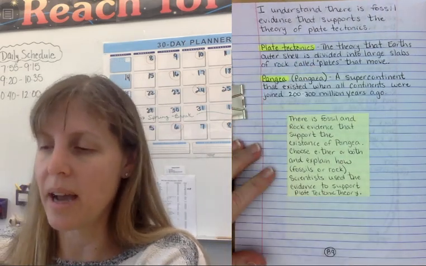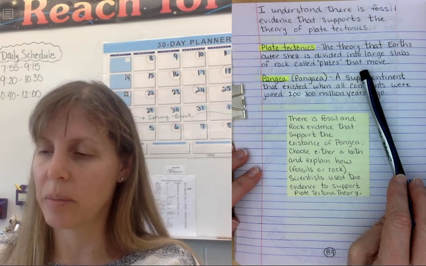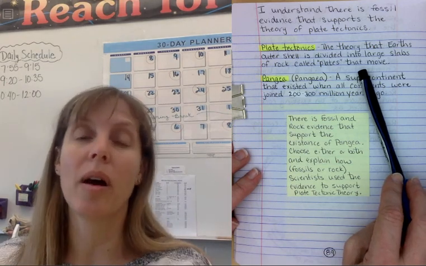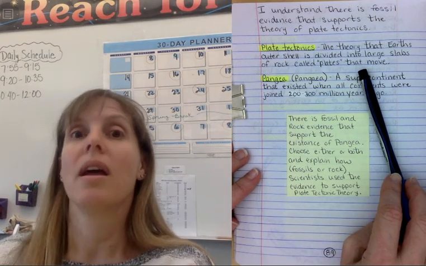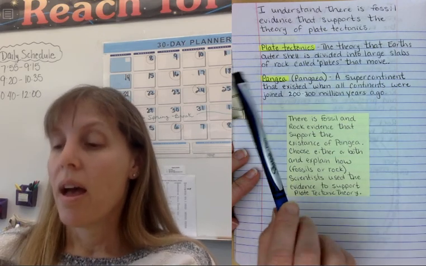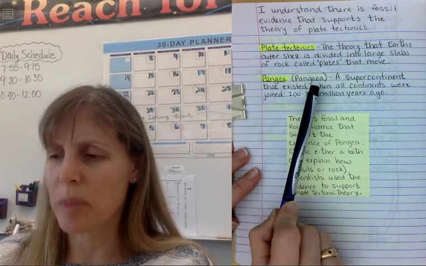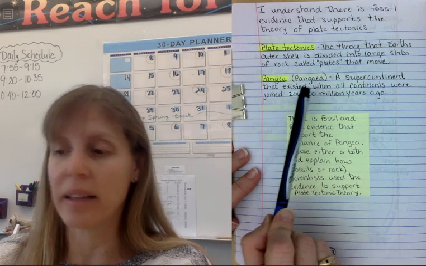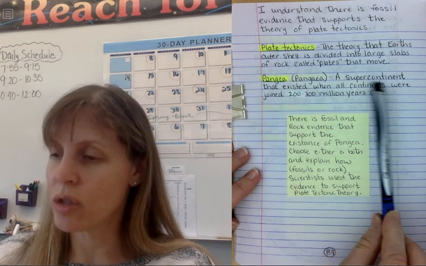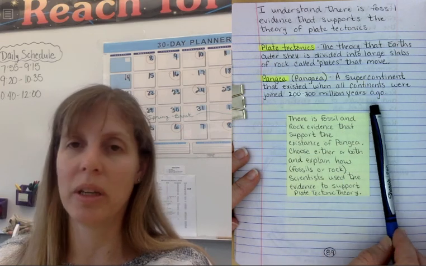So plate tectonics is the theory that Earth's outer shell is divided into large slabs of rock called plates that move. You're going to watch a couple videos about this. They're really short, like a minute and a half, 2.5 minutes, and they will really help you understand the theory of plate tectonics. This term is Pangaea. Say it with me. Pangaea. It's also spelled Pangaea. That's confusing, so I just picked one of the spellings. Pangaea is a supercontinent that existed when all the continents were joined 200 to 300 million years ago.